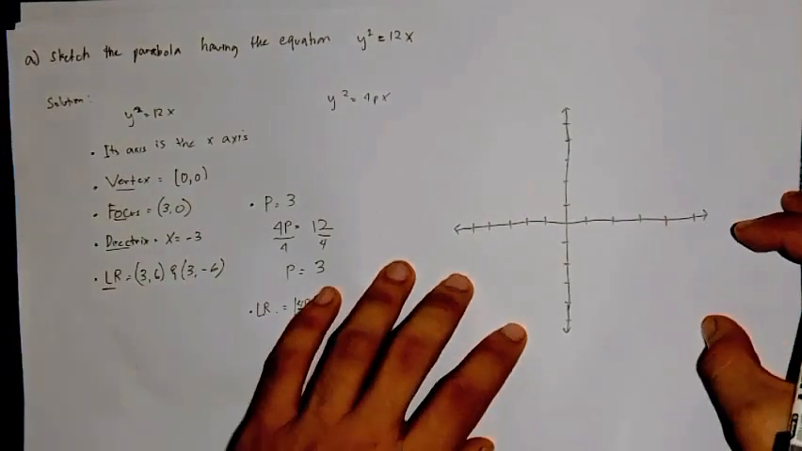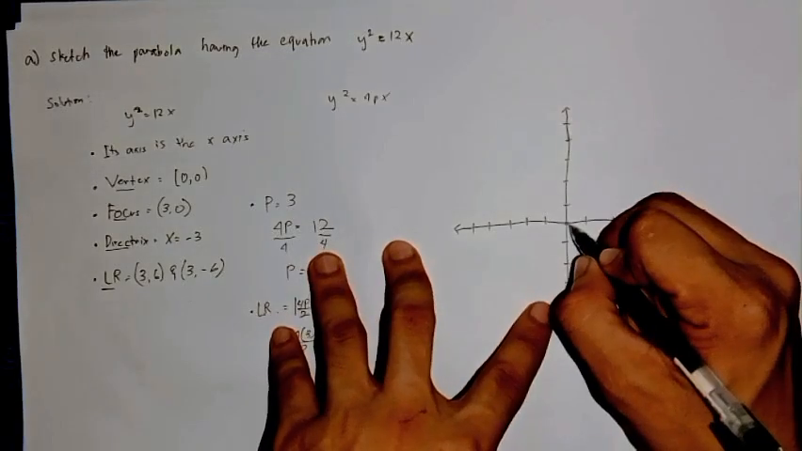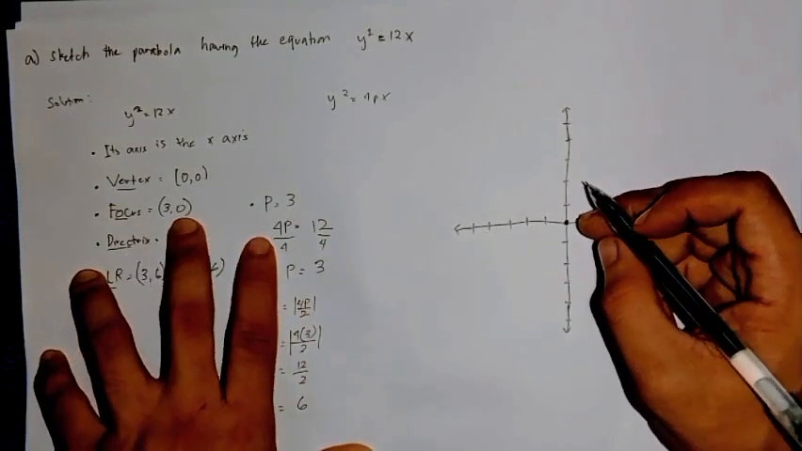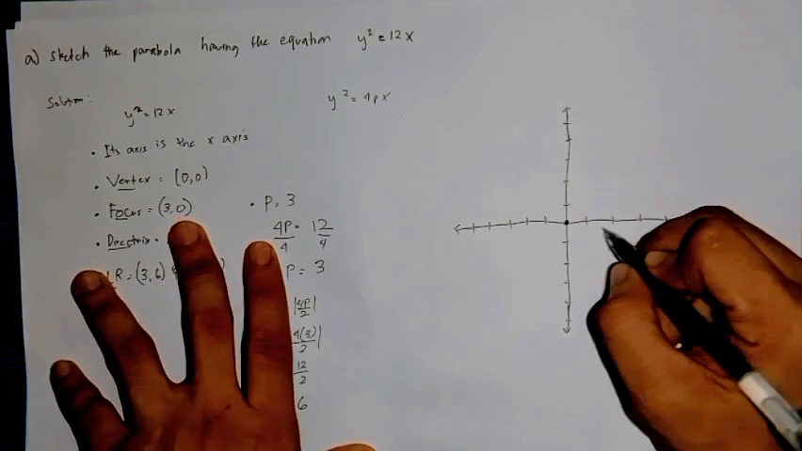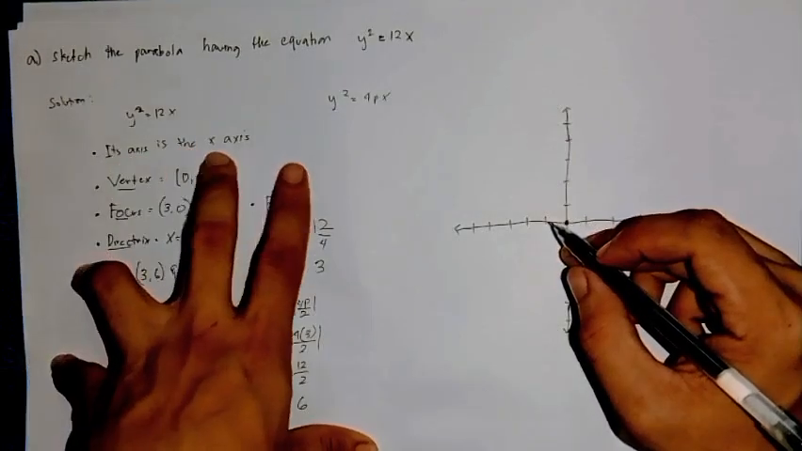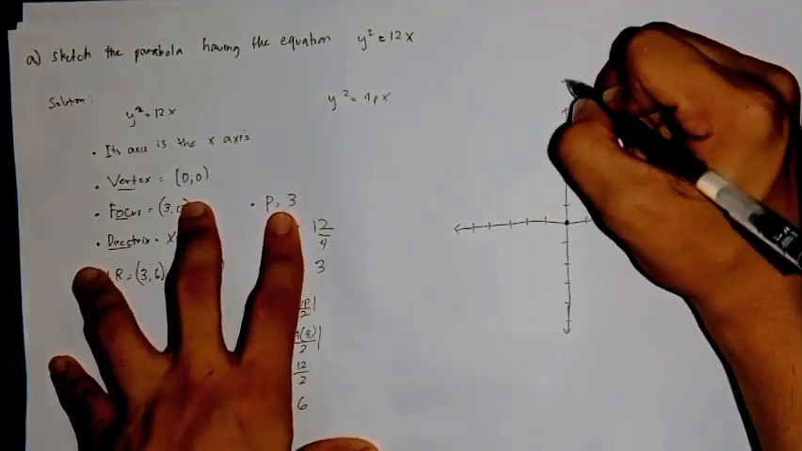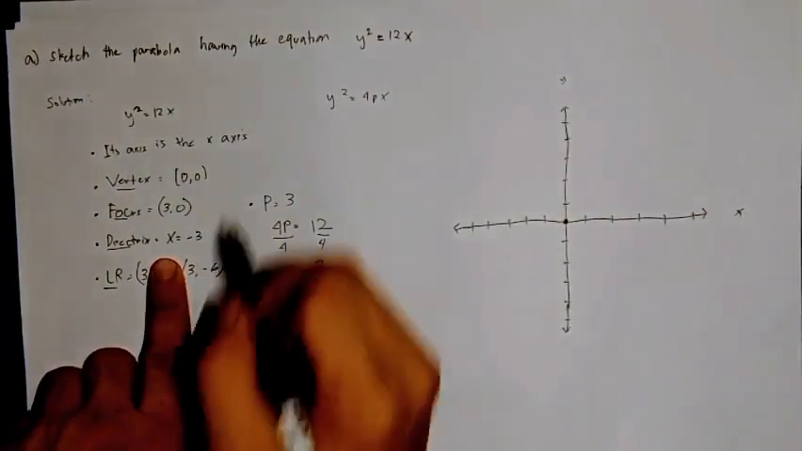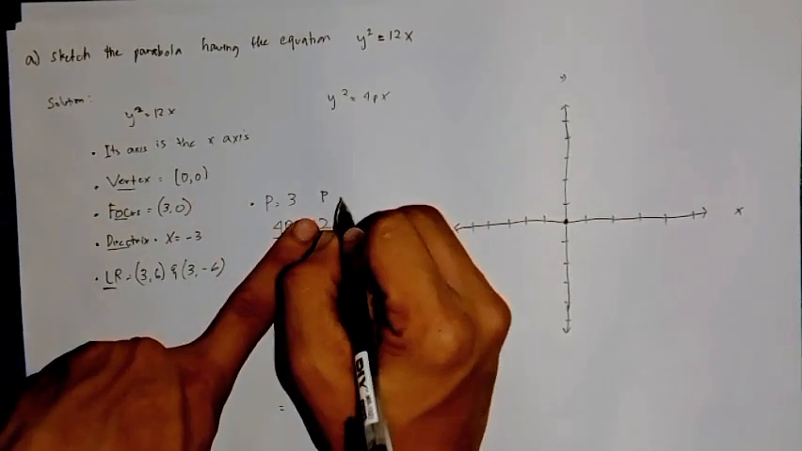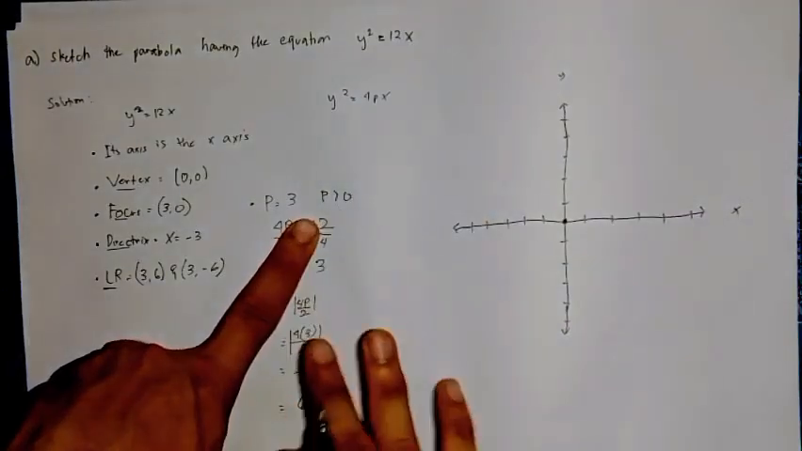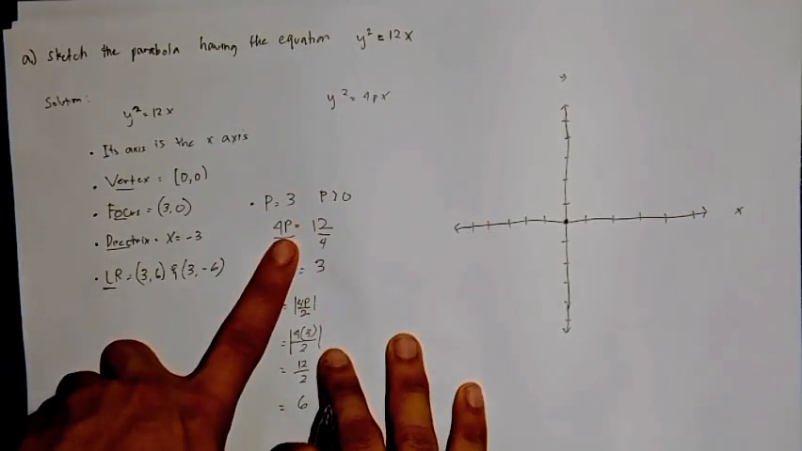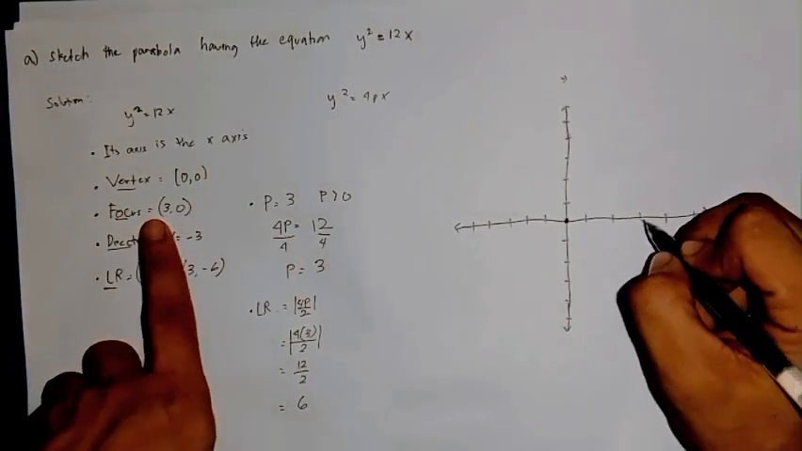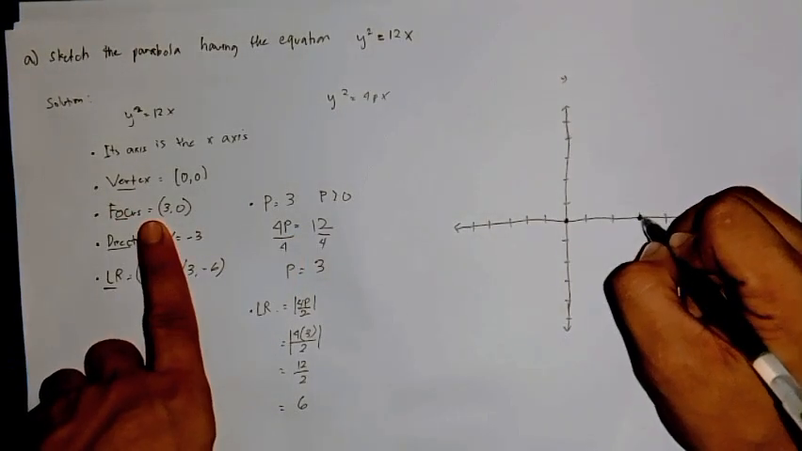First, our vertex is at the origin. Next is our focus. Since our focus is (3, 0) and its axis is the x-axis, and since p is greater than 0, the parabola opens to the right. So, therefore, our focus is (3, 0). This is our focus.